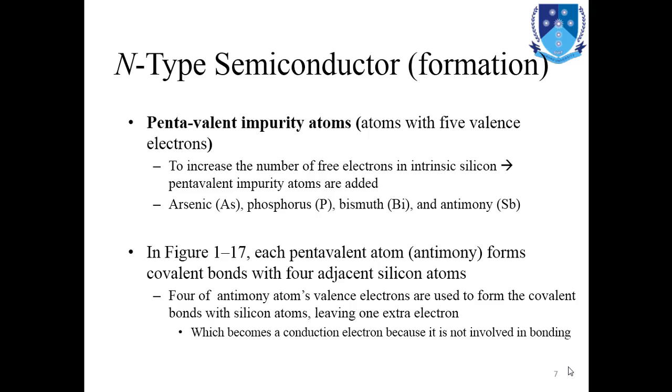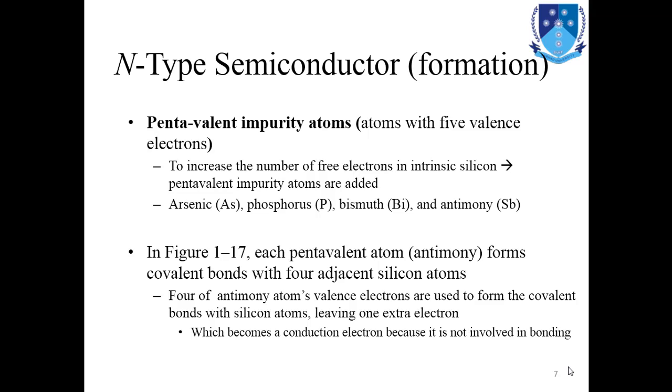The N-type semiconductor formation. Here we will learn how we can form N-type semiconductor materials. As we know, pentavalent impurity atoms, those atoms which will be added in pure semiconductor material as impurity, have 5 valence electrons in their valence shell. So to increase the number of free electrons in intrinsic silicon, we have to add such pentavalent impurity atoms.